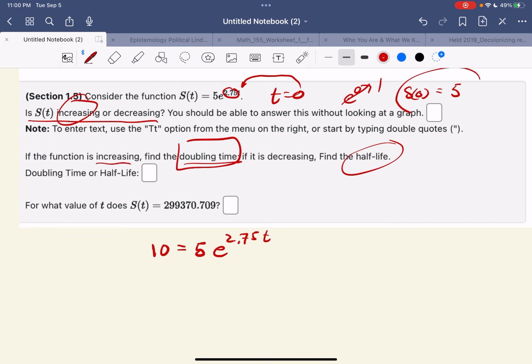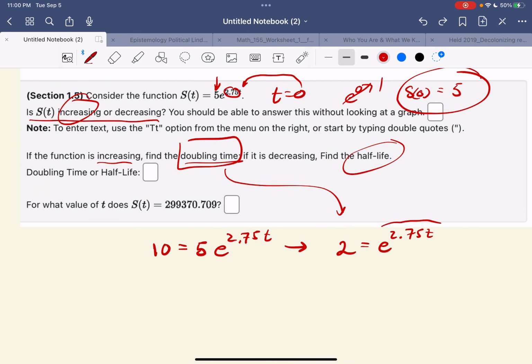The reason I did not need the 5 is because this number out front, the initial condition, doesn't matter. What matters for doubling time is that the other stuff, e to the 2.75t, the exponential growth part, is going to equal 2. That's how you're going to turn this 5 into a 10. Then you solve for t by taking the natural log of both sides. Natural log of 2 is equal to, and when I take the natural log on the right-hand side, it's the inverse function, so it undoes the e, and then you can solve for t. Okay, I'll let you do that.